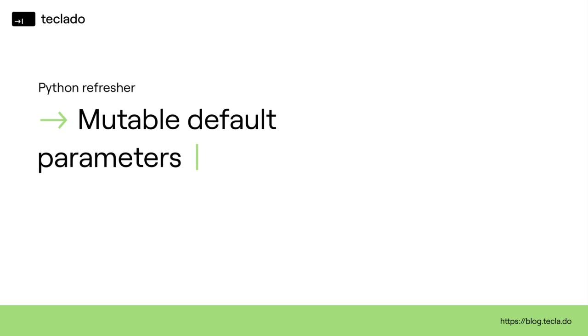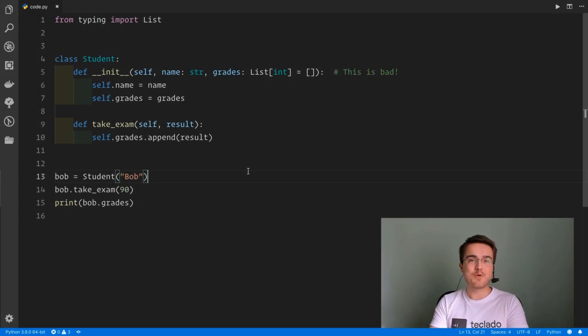In this video we're going to talk about mutable default parameters. This is something that you really need to know about in Python because if you make this mistake, it's going to cost you a lot of time trying to find out what the problem is.